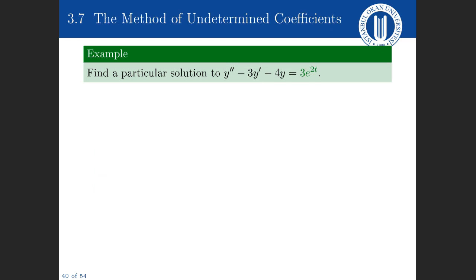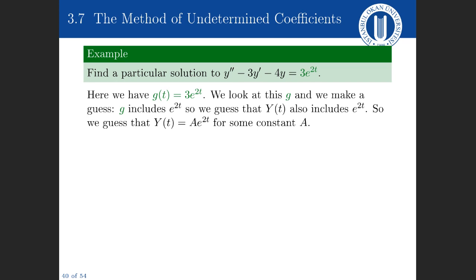For example, find a particular solution to y double prime minus 3y prime minus 4y is equal to 3e to the power of 2t. In this example, our function g is equal to 3e to the power of 2t. We're going to look at this function and we're going to make a guess. g is a number multiplied by e to the power of 2t. We're going to guess that our particular solution is also a number multiplied by e to the power of 2t. So we're going to be making the guess that the particular solution that we want is A e to the power of 2t for some constant capital A. We need to try to find capital A.